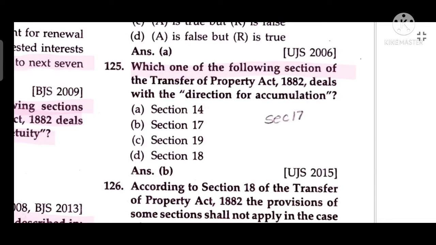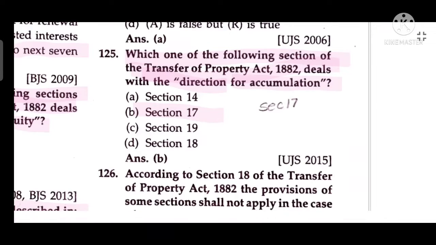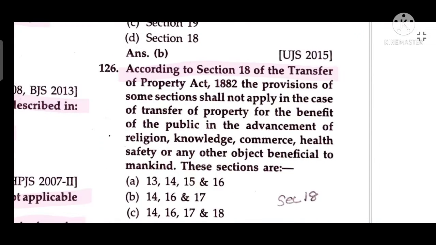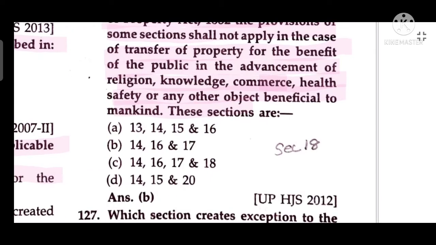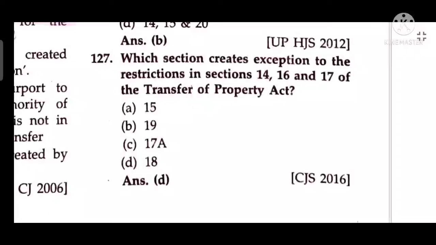Which one of the following sections of TPA deals with direction for accumulation? Section 17. According to Section 18 of TPA, the provisions of some sections shall not apply in the case of transfer of property for the benefit of the public in the advancement of religious knowledge, commerce, health, safety, or any other object beneficial to mankind. These sections are Section 14, 16, 17. Which section creates an exception to the restriction of Section 14, 16, 17 of Transfer of Property Act? Section 18.